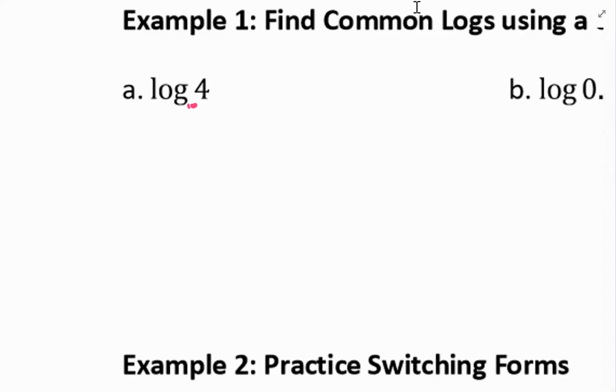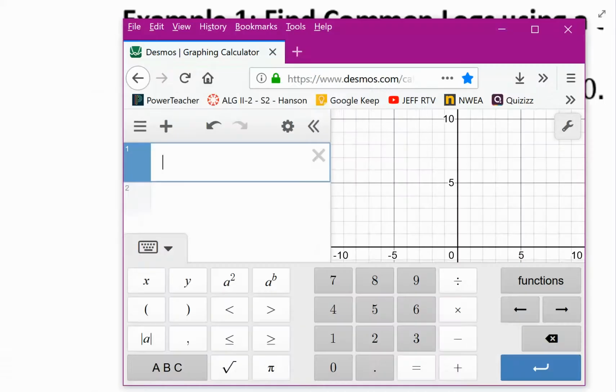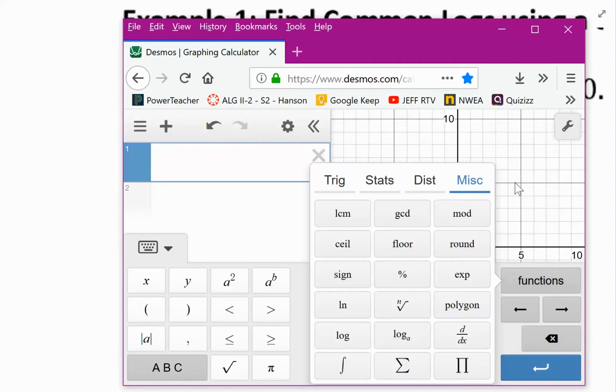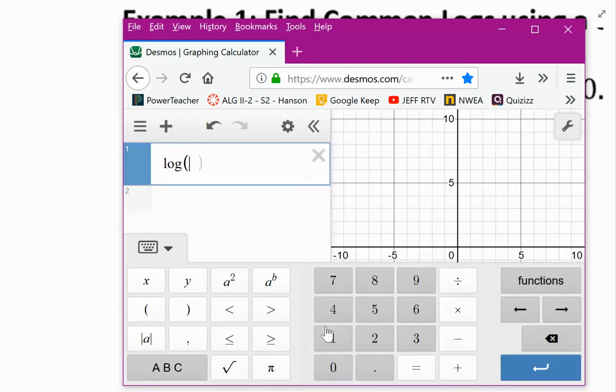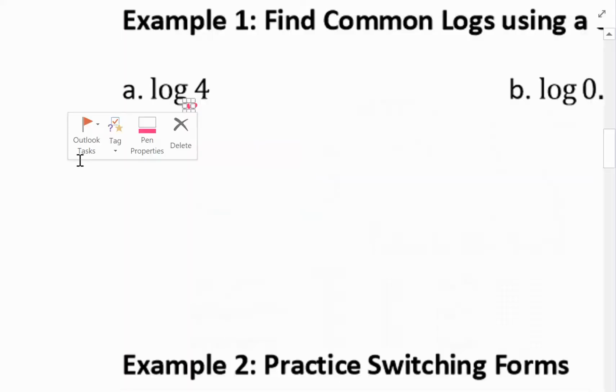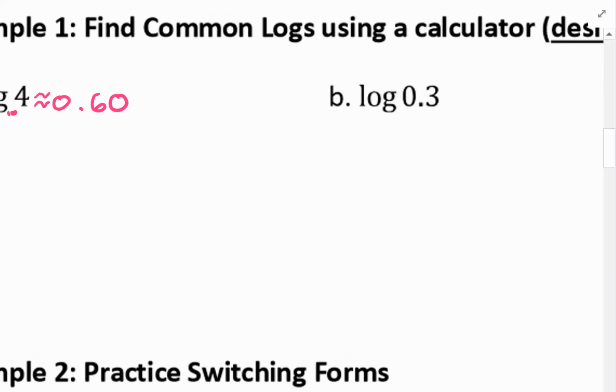So here's how you'll put that in the calculator. You want to get Desmos.com, graphing calculator. You'll need to open up this keyboard and go to functions, miscellaneous, and log. We're finding log of 4 and estimating to 2 places after the decimal. So we want 0.60 as our approximation. So make sure you use the wavy approximately equal to 0.60. Done. Let's find the other ones.